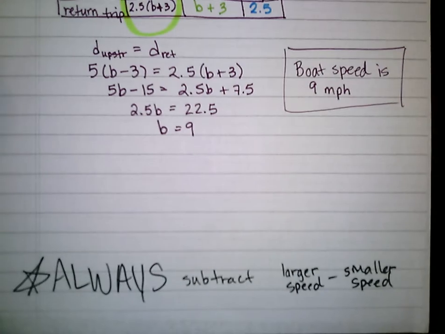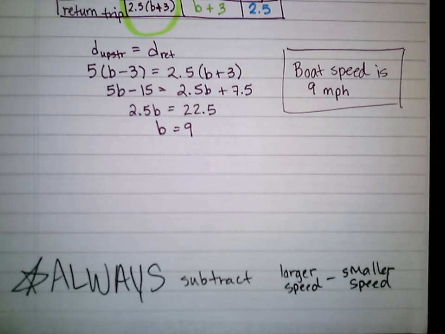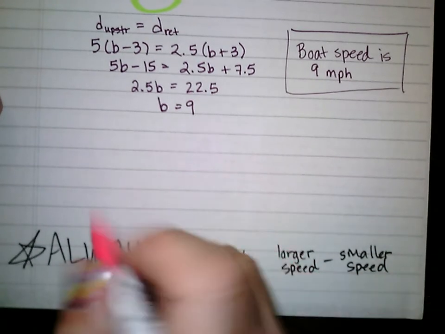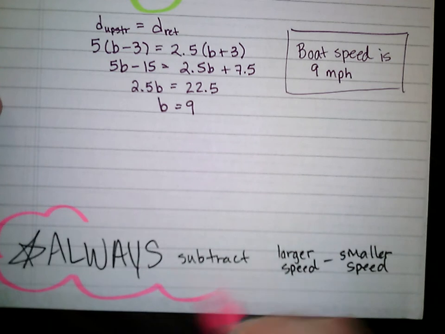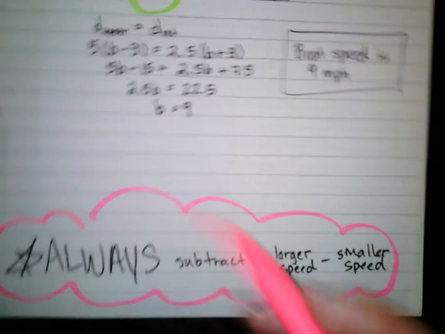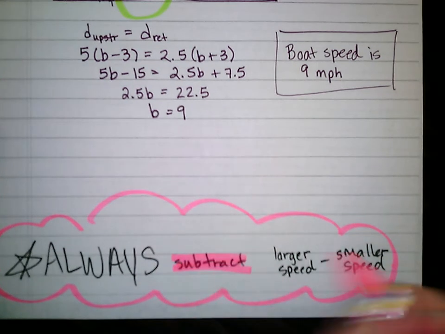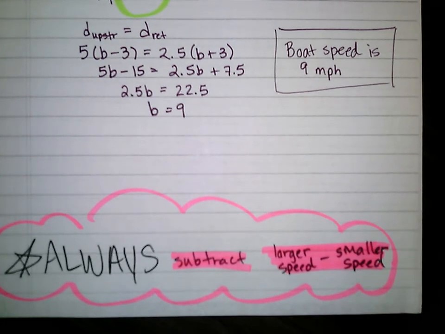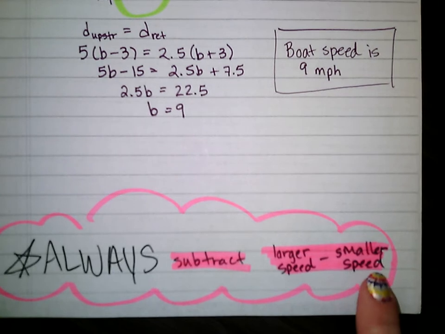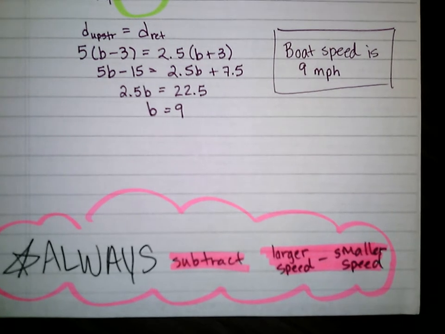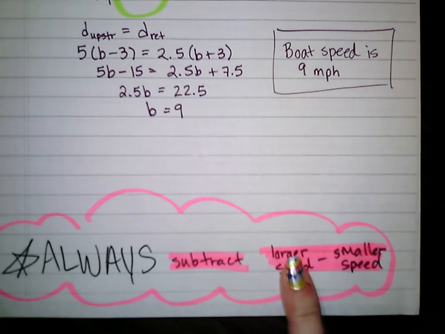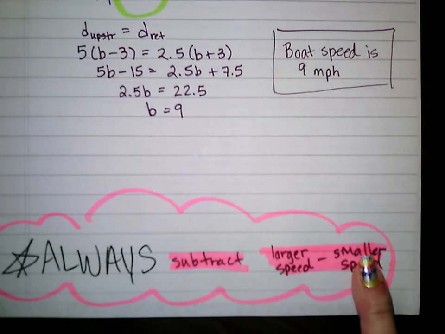Now, one thing that I want you to keep in mind, if you mess this up, you're going to get a wrong answer, is you always have to subtract the larger speed minus the smaller speed. Okay, so what does that mean? In our case, the larger speed was the boat, the smaller speed was the current. If it was a person on an escalator, the faster speed or larger speed would be the person, the slower speed would be the escalator.